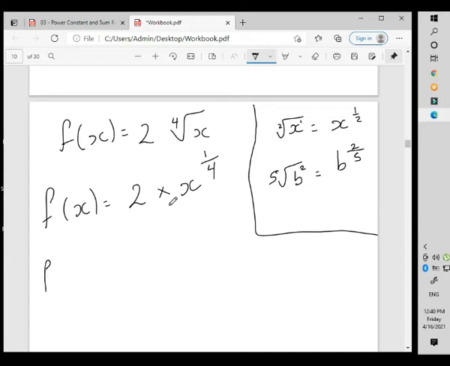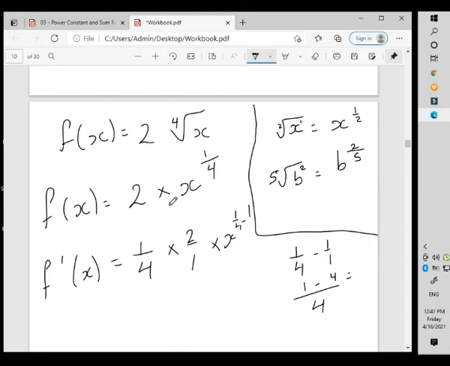Alright, so now let's move on to solving. So what is this equal to? 1/4, there's a power here, times 2/1 times x to the 1/4 minus 1. So, alright, let me just solve this here. 1/4 minus 1/1, 4.